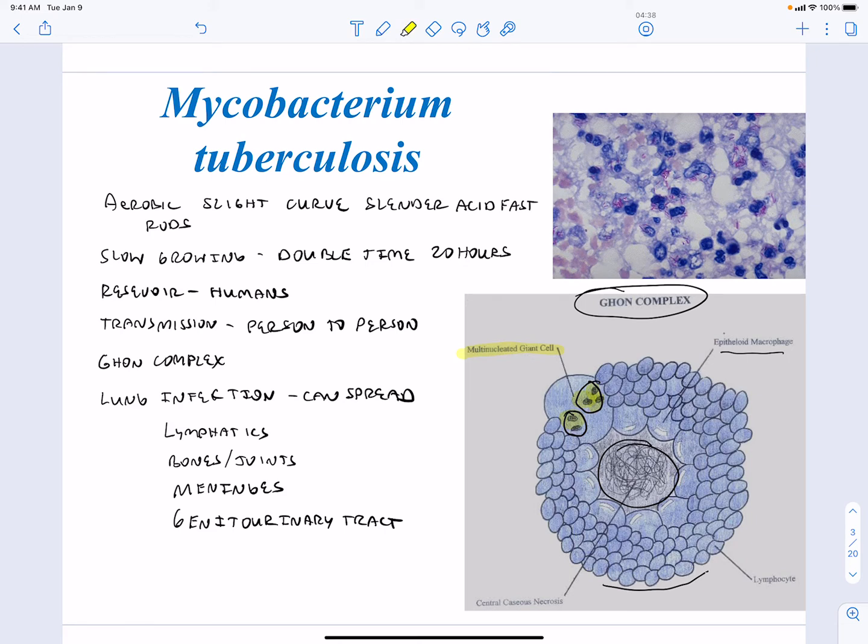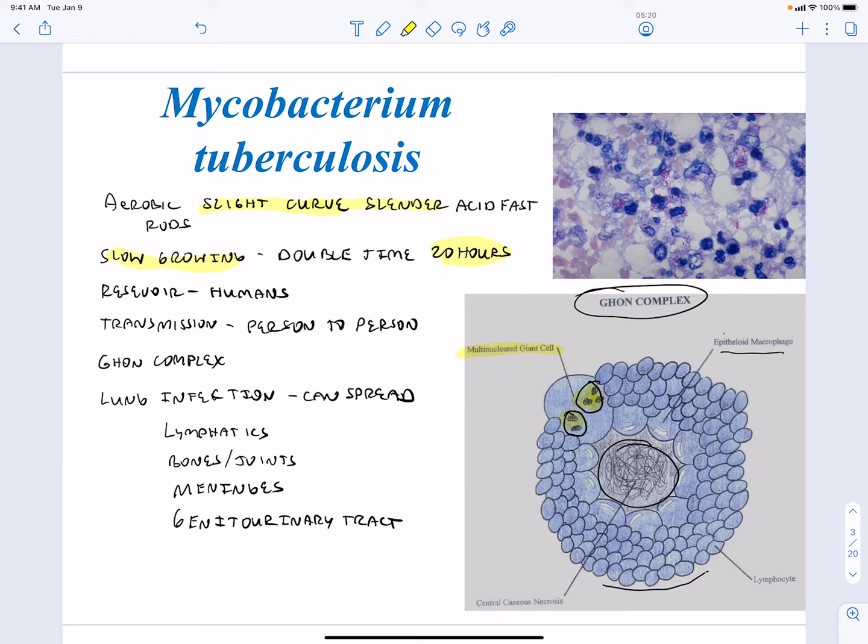Now this organism is going to have a slight curve in structure. It's referred to as a slender rod. It is going to be acid-fast, so you do acid-fast staining instead of gram staining on Mycobacteria. This one also has slow growth. The doubling time is about 20 hours, and this is one of the major factors with respect to antibiotic resistance. In order to clear this infection, patients have to be on antibiotics for a very long period of time, and compliance with the antibiotic treatments is often one of the factors with respect to antibiotic-resistant bacteria.